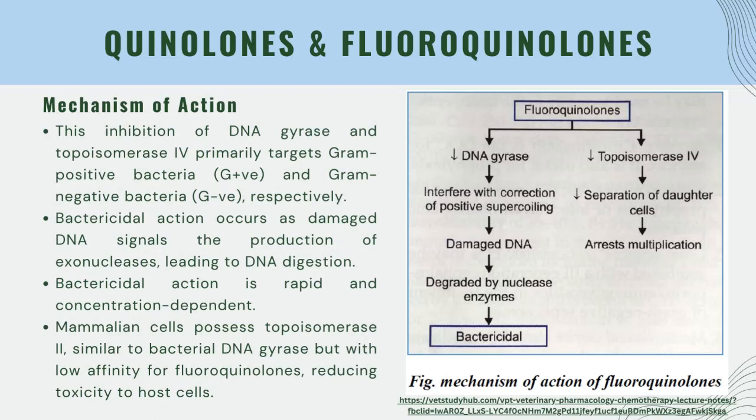Mammalian cells possess topoisomerase 2, similar to bacterial DNA gyrase, but with low affinity for fluoroquinolones, reducing toxicity to host cells.